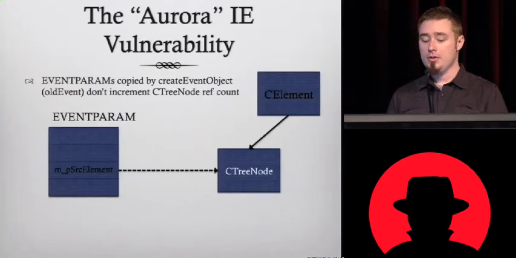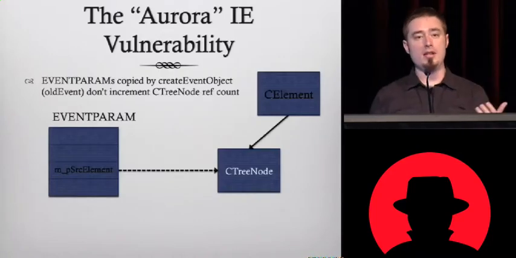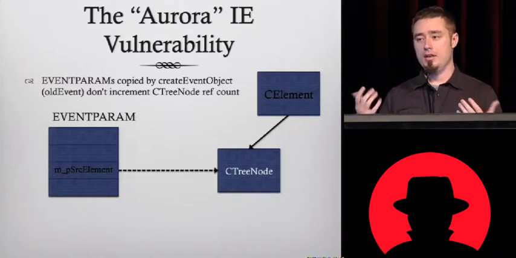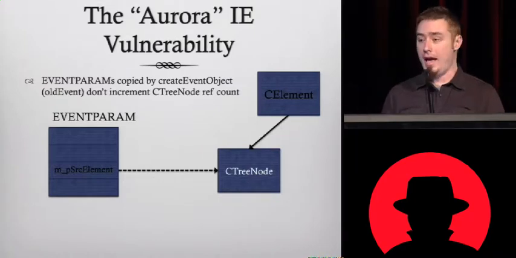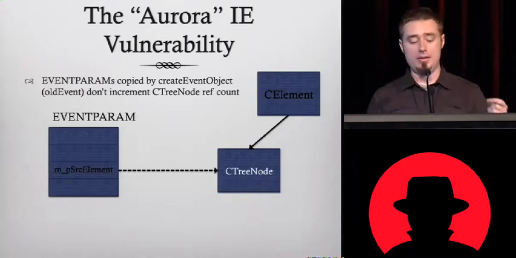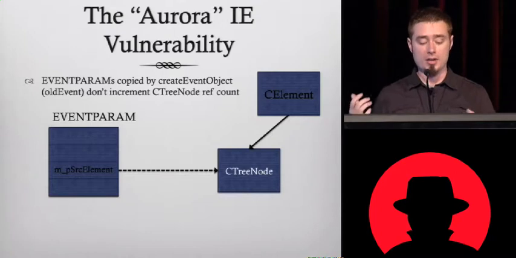So the root of the vulnerability was that in MS-HTML, there was an event param object. What this object did is encapsulate the state for the JavaScript event objects. And there was a JavaScript function called create event object, and if you passed it a template object to copy, it would not increment a ref count to an object called a ctree node.